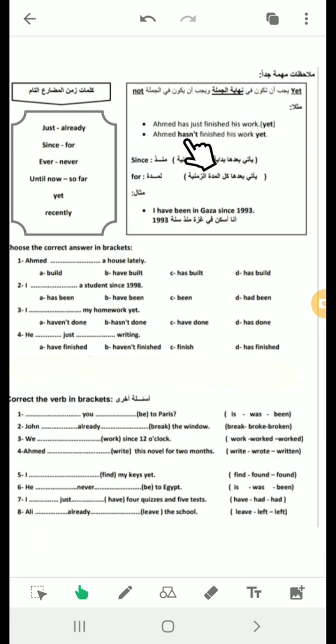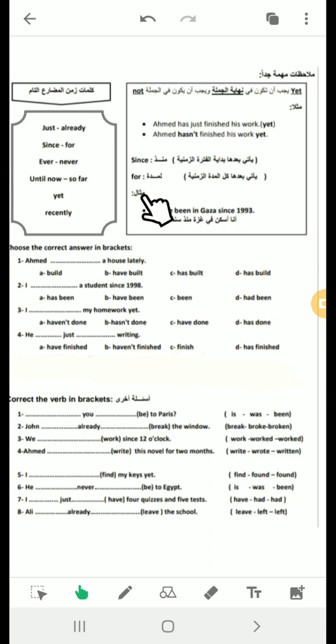We want to use yet. We omit just and put yet at the end. But we use not with has. Ahmed hasn't finished his work yet. Also, we can use yet at the end of a question. So, yet we use it at the end of a negative statement or at the end of a question.